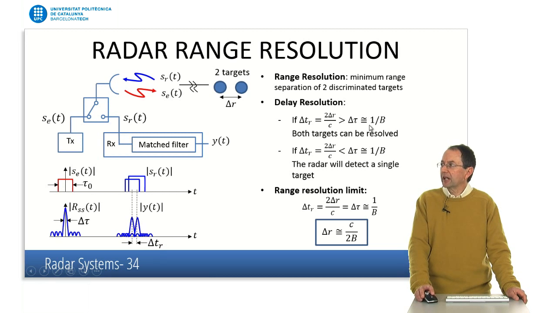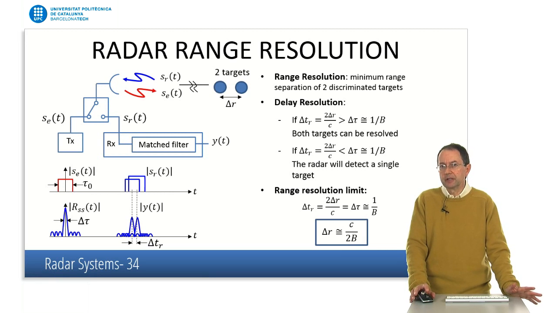And this delta tau is the inverse of the bandwidth of the signal that we use. So if the separation is larger than delta tau, we will discriminate the targets, otherwise we will not discriminate, we will consider we detect just one target. So the range resolution limit is just to translate this time parameter into range in meters. Range resolution is simply the speed of light divided by 2 times the bandwidth, because the time resolution is just the inverse of the bandwidth if we use a match filter.